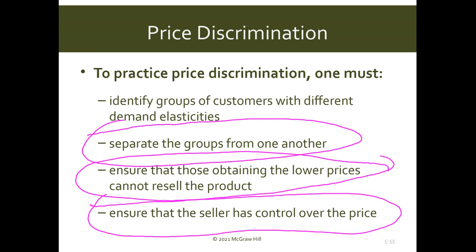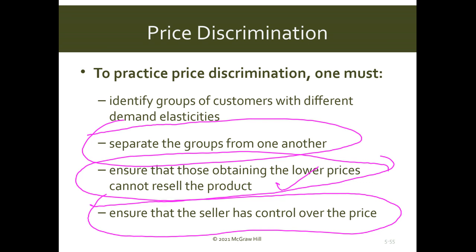Okay, so these are the three conditions. Remember, number one, monopoly power. Number two, the seller should be able to separate the groups from one another. This is what we call market segmentation. So the seller should be able to segment its market for students and for adults. And third, no possibility of resale. That is, there's no arbitrage. So these are the three conditions.